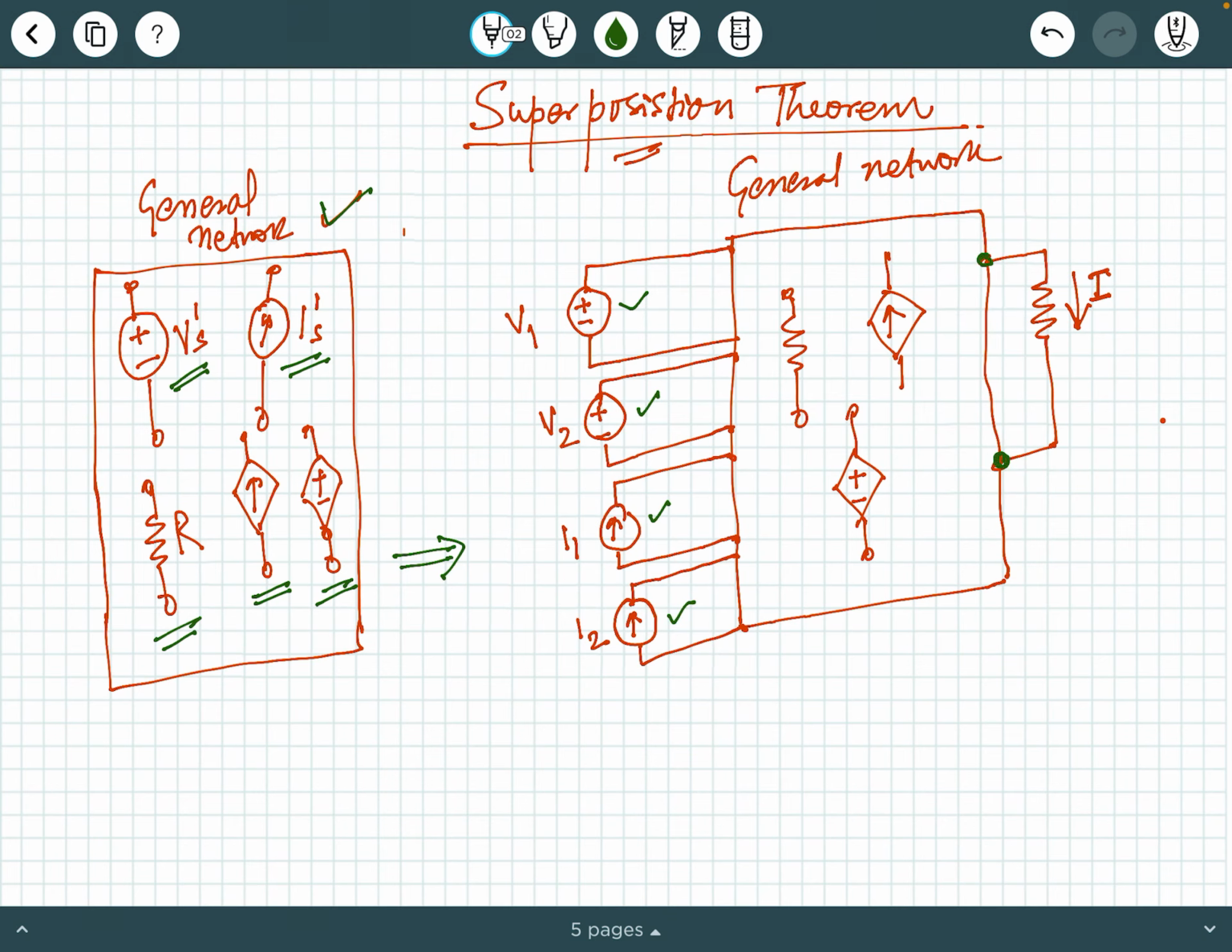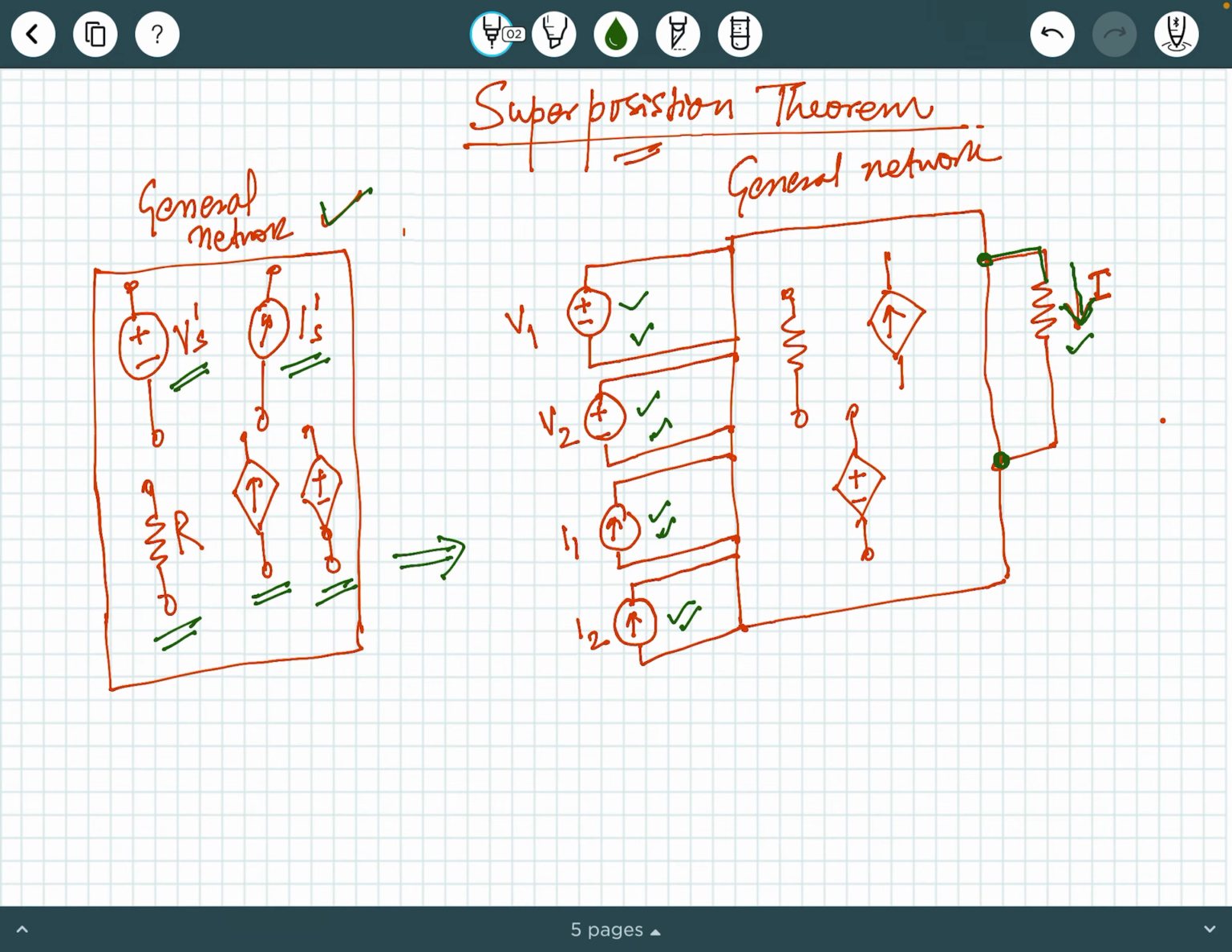And there is one point of interest, or terminal set of interest, which I am showing with a resistance, and I am interested in getting the current through that resistance. That is my interest in the general network, that I want to calculate this current in this resistance. So I separate out all the independent sources as shown here.